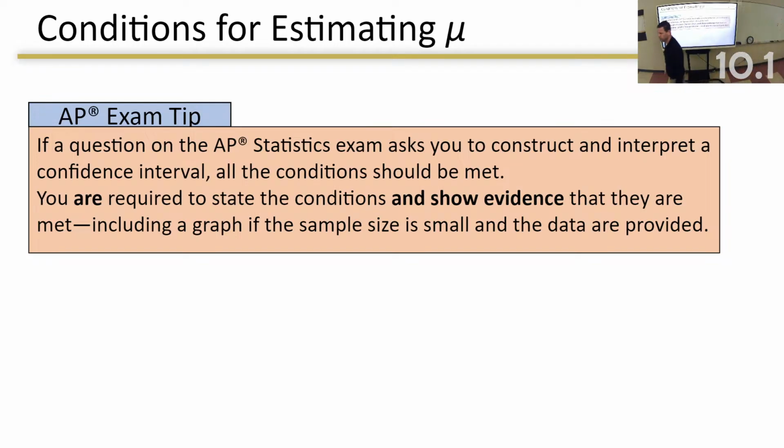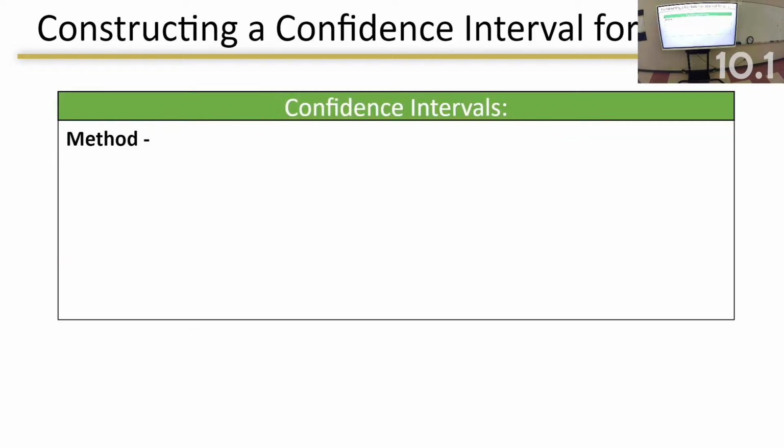Okay. So if you're asked to construct and interpret a confidence interval, you must show evidence, I've emphasized that enough, that the conditions are met. Okay, here's how we're going to do them. The method, well, it's going to be a 1 samp t interval.